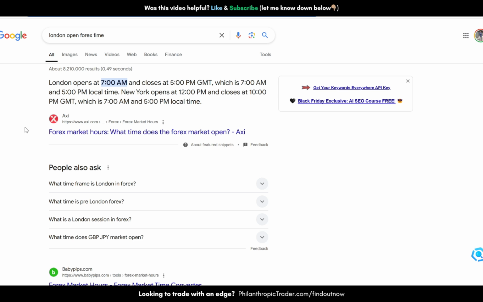Alright, so first of all, it's important to know when the London session opens. And yeah, it's really easy, you just Google it. Over here we see that it opens at 7 AM and it closes at 5 PM GMT. And so yeah, you have to convert it to your own time zone, but this is the first thing you need to know, of course. Then we go to the charts.